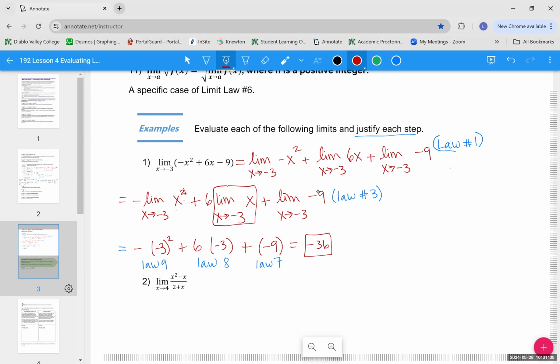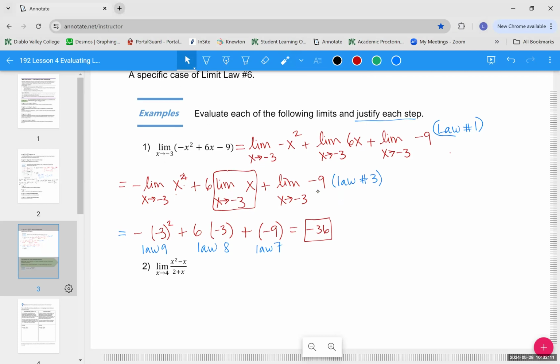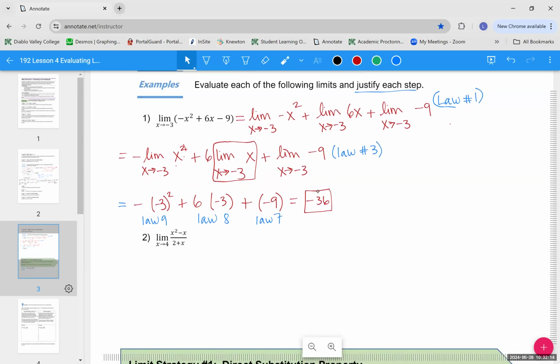Okay. I want you to notice something, and that is if you look at this last calculation here and you look at how it compares to what we started with, -x squared plus 6x minus 9, it's the exact same calculation we would have done if we just plugged -3 into the function. And you're going to see in just a minute that that is, in fact, what we're going to be able to do. Again, we're going through a couple of examples to justify how these laws work so that we can see in the end that all we've really done is plug that number in.